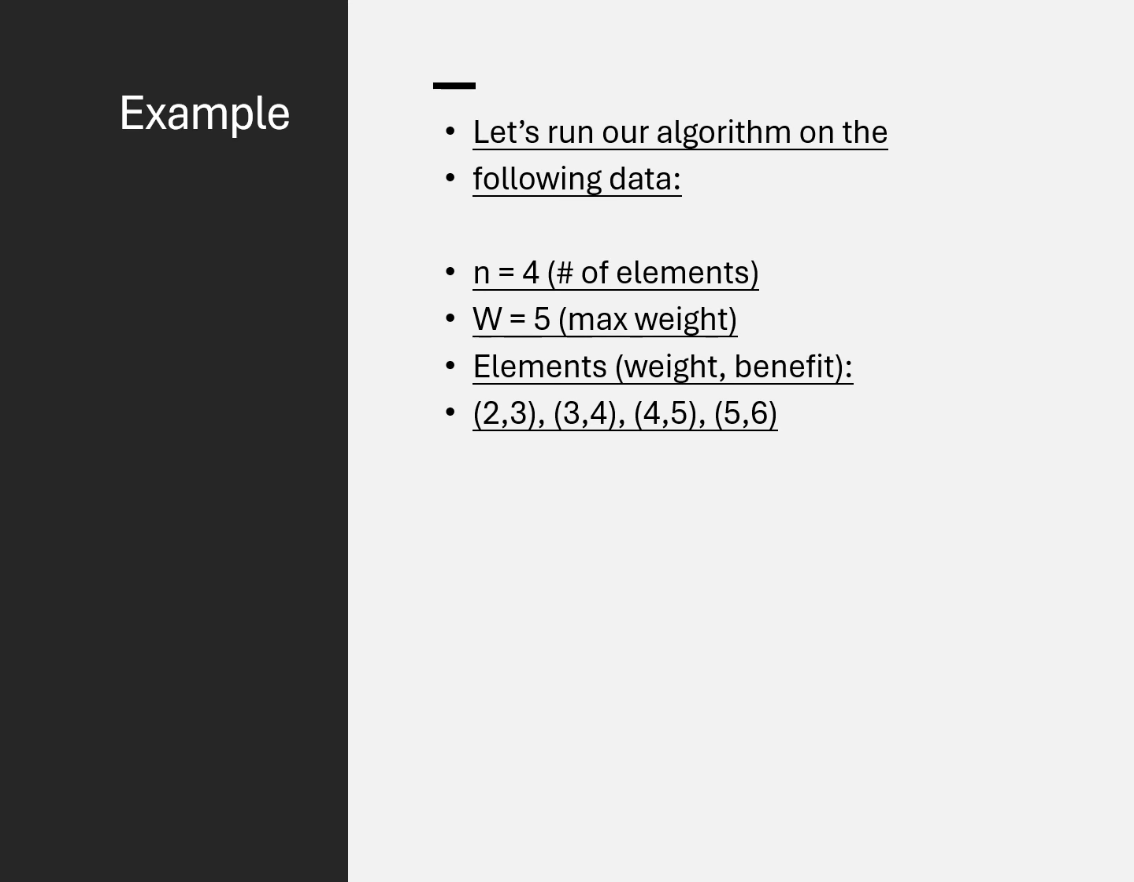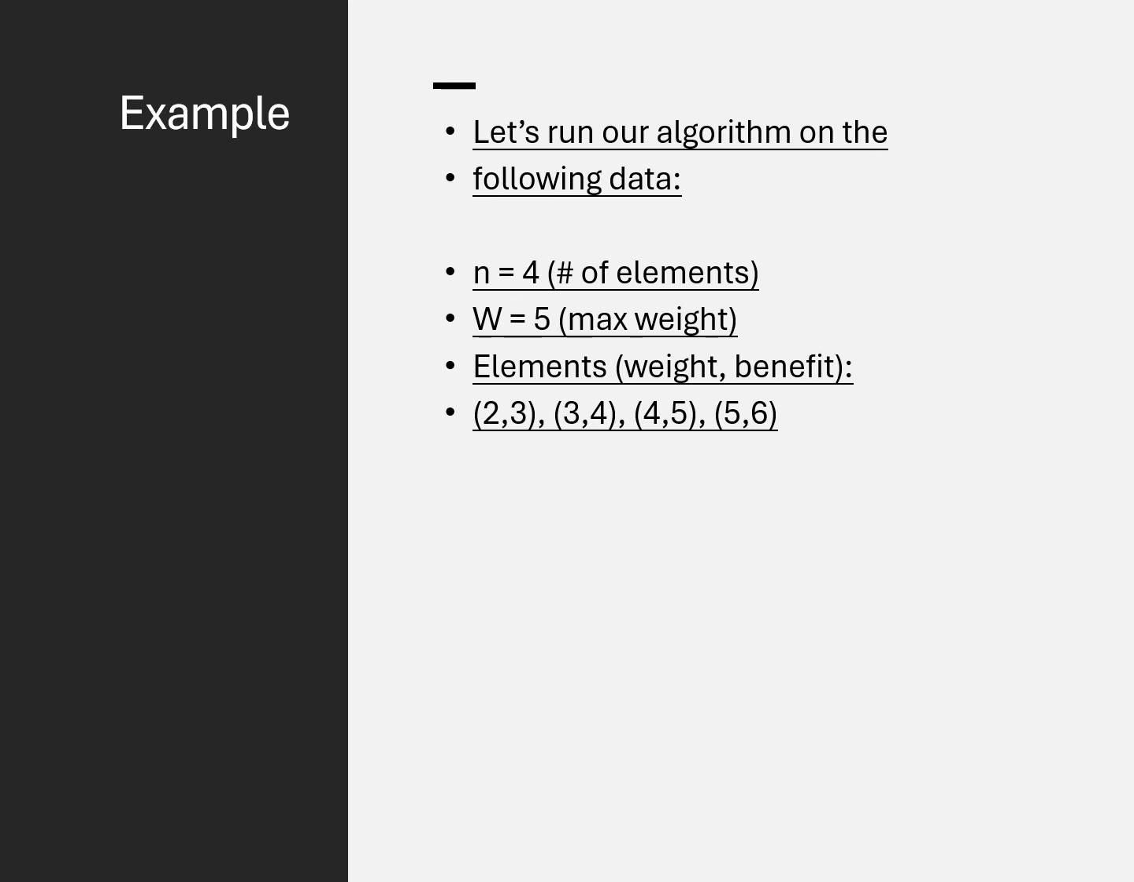Going towards the final stage of this lecture, let's solve an example. There are four items. The total capacity of the knapsack is 5. The data set is: weight is 2, benefit is 3; weight is 3, benefit is 4; weight is 4, benefit is 5; weight is 5, and benefit is 6.